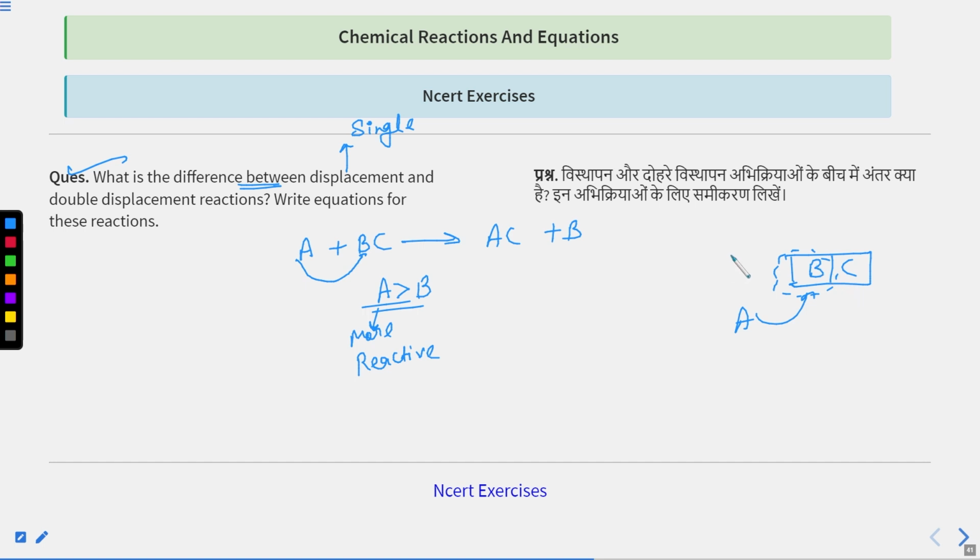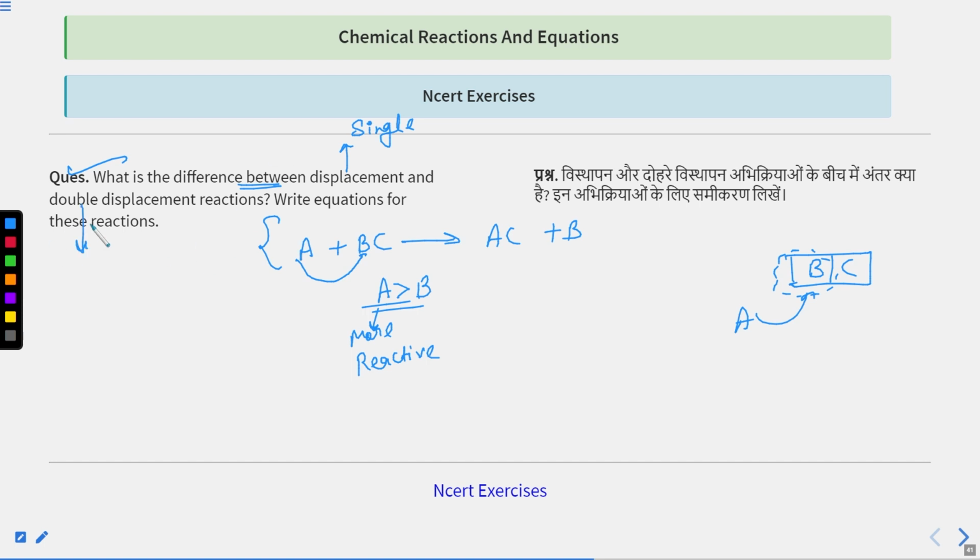So if A is strong, A can displace it, A can substitute it, and it will form a decomposition reaction and a product. So in a single displacement reaction, a more reactive element can displace a less reactive element from its salt solution or compounds. These are the examples of single displacement reaction. What about double displacement reaction?